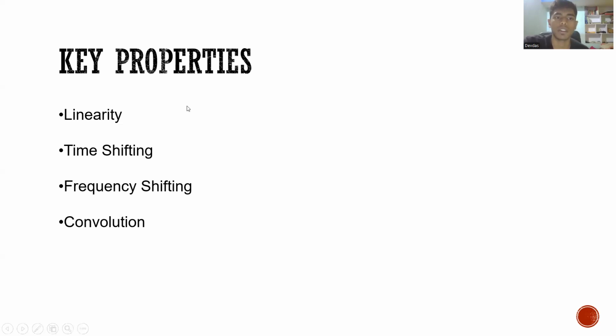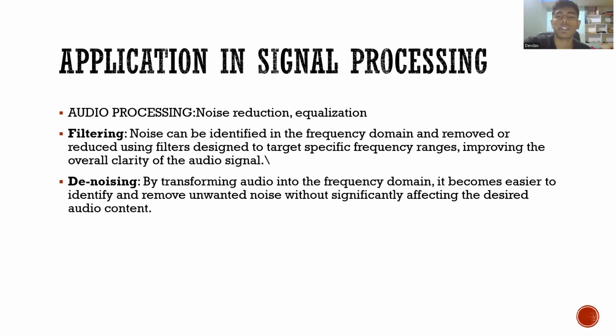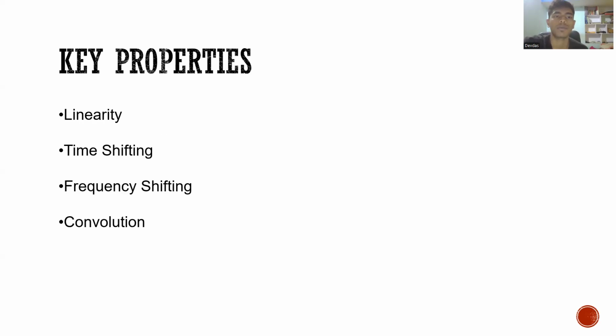So key properties: linearity, time shifting, frequency shifting, and convolution. Application of signal processing. Before going into this, we need not go into depth about the properties right now, but these are some of the most used and applied properties of the Fourier transform: frequency shifting, convolution, time shifting, and linearity. As we move further, we'll know what these properties are in depth.